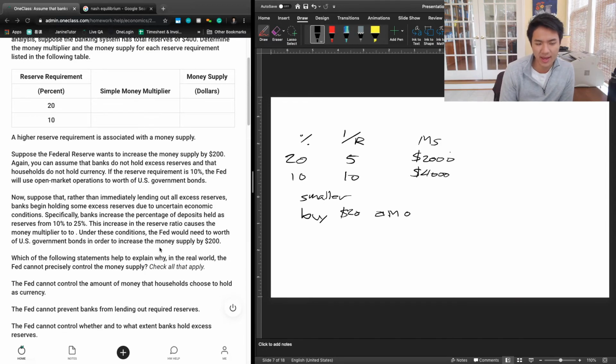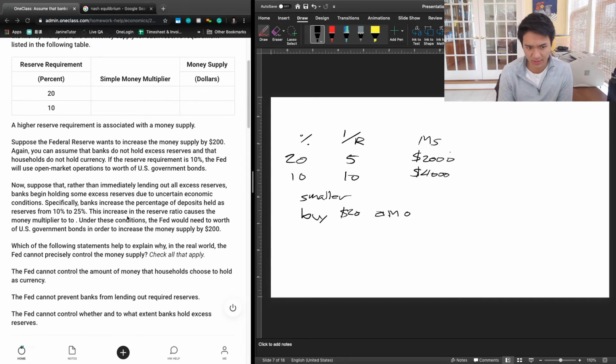Now, suppose that rather than immediately lending out all excess reserves, banks began holding some excess reserves due to uncertain economic conditions. Specifically, banks increase the percentage of deposits held as reserves from 10% to 25%. This increase in the reserve ratio causes the money multiplier to decrease. So if the reserve ratio goes from 10 to 25, our new multiplier goes from 10 to 1 divided by 0.25, so 10 to 4, right? So it's going to cause the money multiplier to decrease to 4.